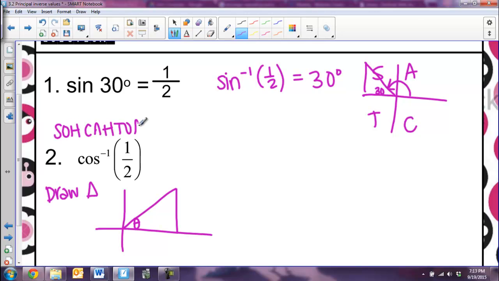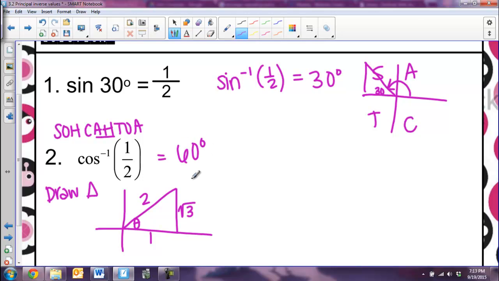So if you need to remind yourself, SOHCAHTOA, and again, your cosine is your adjacent over your hypotenuse. So my adjacent side is going to be 1, my hypotenuse is going to be 2. You can do the Pythagorean theorem here and find 1 squared plus what squared gives me 2 squared. But we also know about our special 30, 60, 90 right triangles that this side would be length root 3. So at this point you think, well, which angle is going to be opposite the root 3? And that would be 60 degrees.